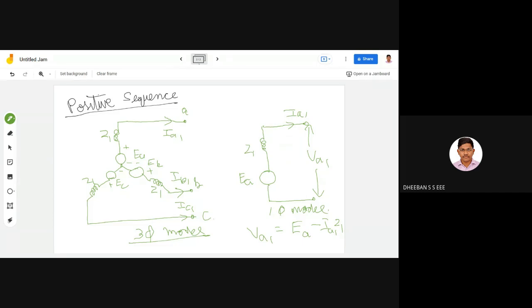Whereas in case of the negative sequence, there lies some difference. Okay, in case of the negative sequence, there will be some difference.